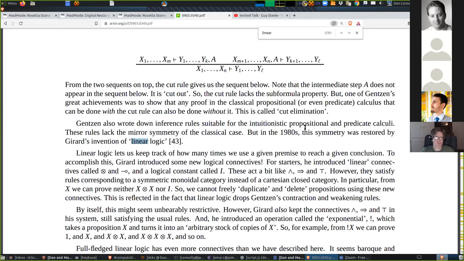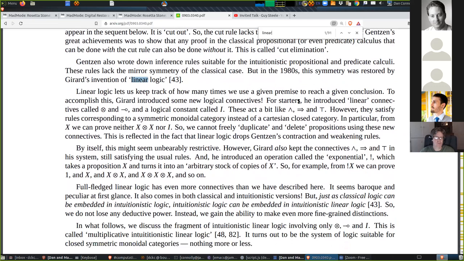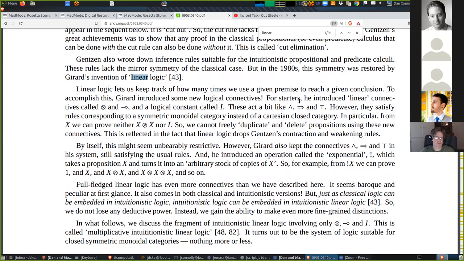This is where you get these connectives that I'm still getting used to. I was really impressed by the sentence in the second to last paragraph on your screen, that not only can classical logic be embedded into intuitionistic, but also intuitionistic logic can be embedded in intuitionistic linear logic. Jesus, mouthful. Yeah, me too.